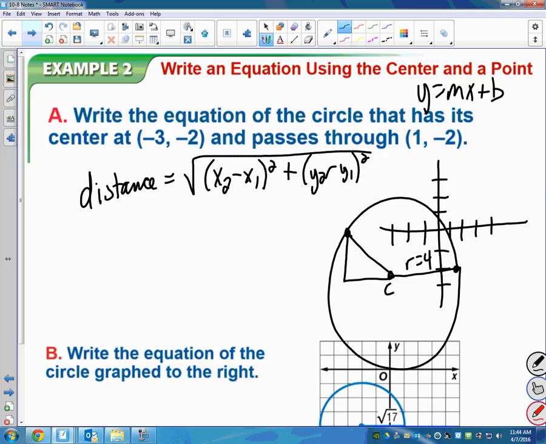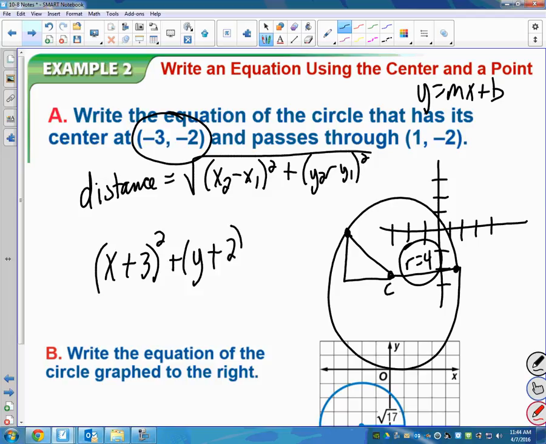So we don't need to do the distance formula on this problem. But if it's not a vertical or horizontal line, you have to do the distance formula. But on this one, we just know the radius is 4 and the center is here. And if you have those two things, you just plug it in. So it's just x minus -3 squared plus y minus -2 squared equals what? 16, because the radius is 4, which squares to 16.